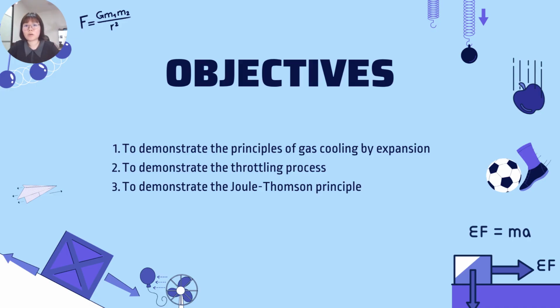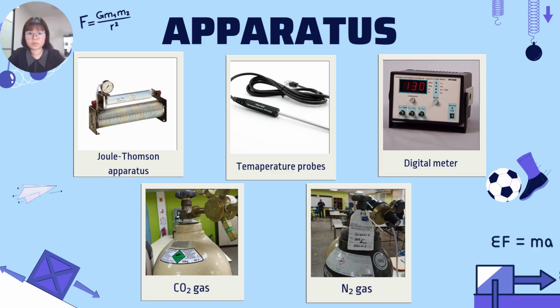There are three main objectives in this experiment. The first one is to demonstrate the principle of gas cooling by expansion. Second is to demonstrate the throttling process. And the third one is to demonstrate the Joule-Thomson principle. The apparatus that we will use in this experiment includes Joule-Thomson apparatus, temperature probes, digital meter, carbon dioxide gas, and also nitrogen gas.